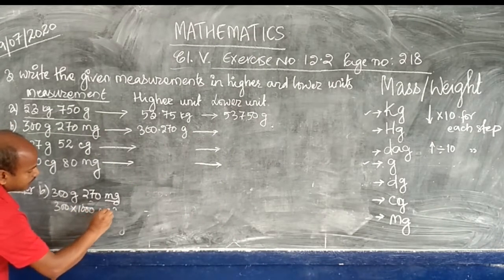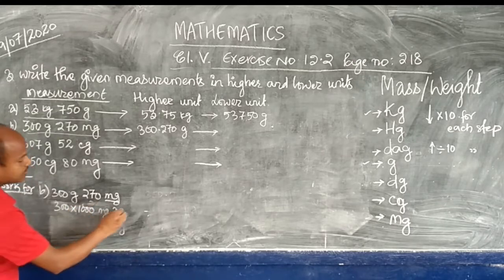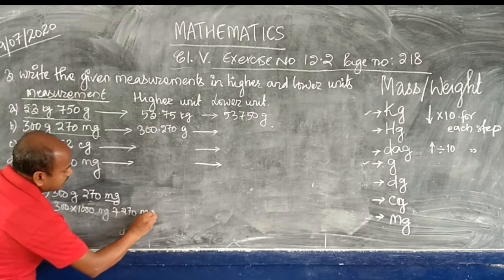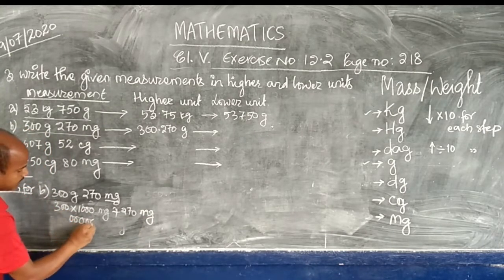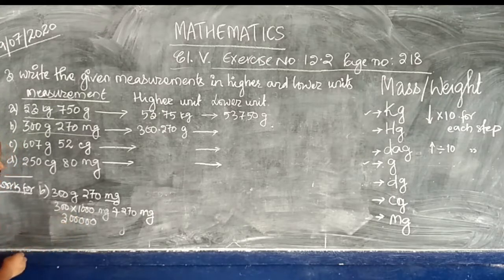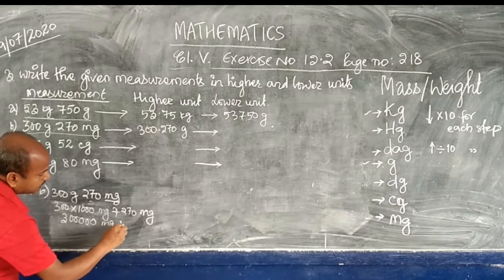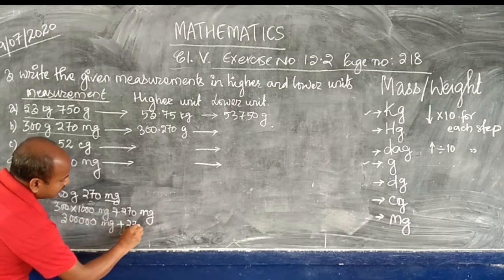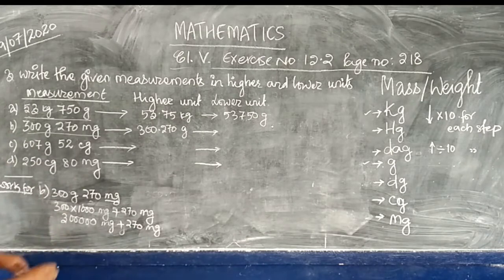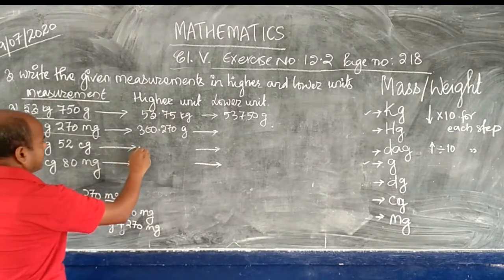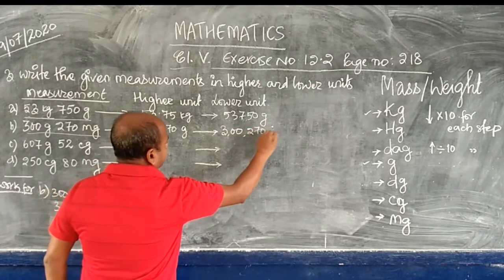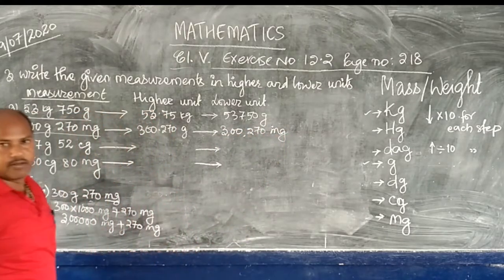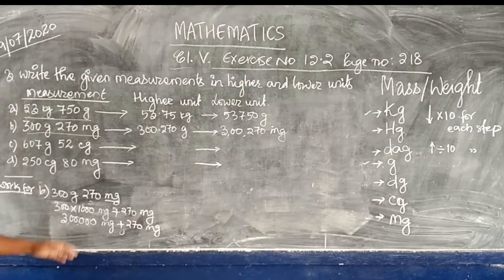This will become milligram, and the 270 is already in milligram, so you simply have to add it. Now 1, 2, 3, 4, 5 zeros are there, and 1 into 3 is 3. So this is milligram plus 270 milligram. Now add this. How much is this? 3 lakh plus 270, that is 3 lakh 270 milligram. Did you understand? Let's do one more.